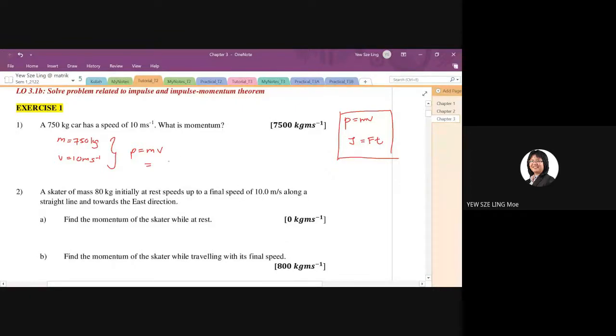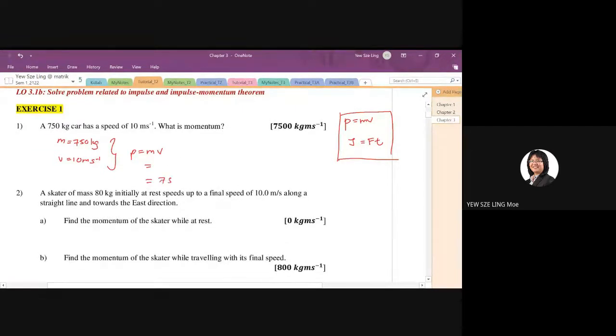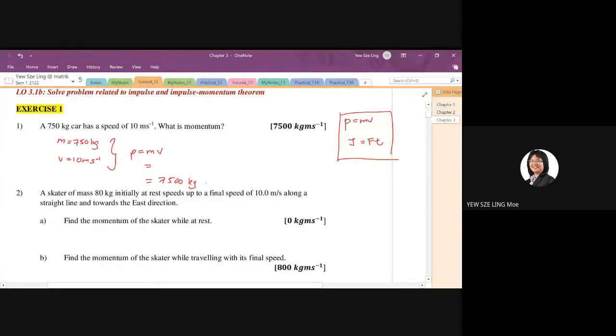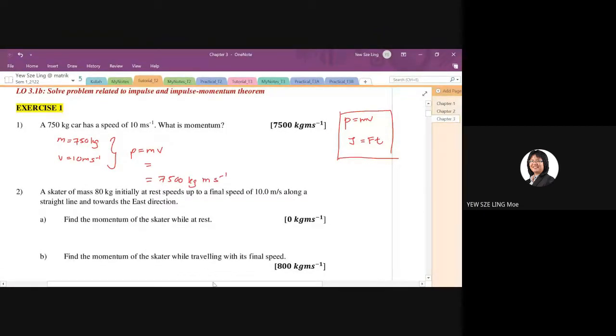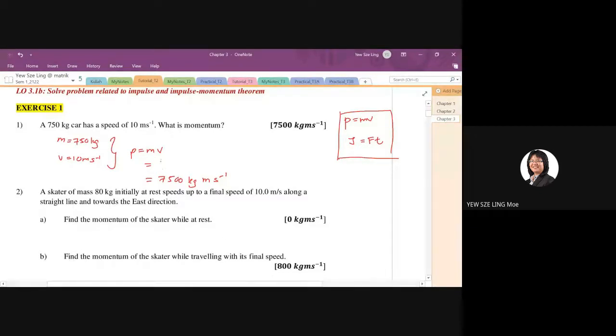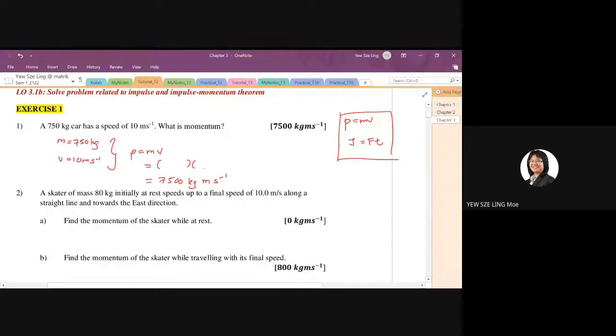So you apply it until you get the answer. The answer is 7,500 kg m s^-1. Okay, 7,500 kg m s^-1. You do the substitutions, yeah? I'm going to skip the substitutions part.